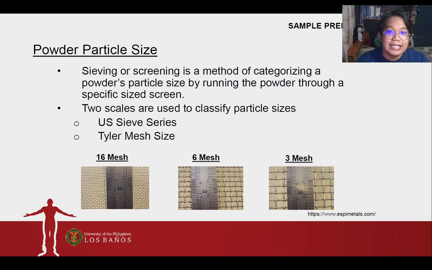So, we have the factor of particle size in our samples. So, sieving or screening is a method of categorizing a powder's particle size by running the powder through a specific sized screen. So, you can actually encounter 16 mesh, 6 mesh, or 3 mesh. Okay? Kapag lumalaki yung value ng mesh natin, mas nagiging masinsin yung area na meron tayo dun sa mesh. Unlike dito sa 3, medyo malaki pa. So, yung mga malalaking particle size makakapass through pa dito. Unlike sa 16, medyo maliit na to. So, for your sample, you should let it pass through 20 mesh.